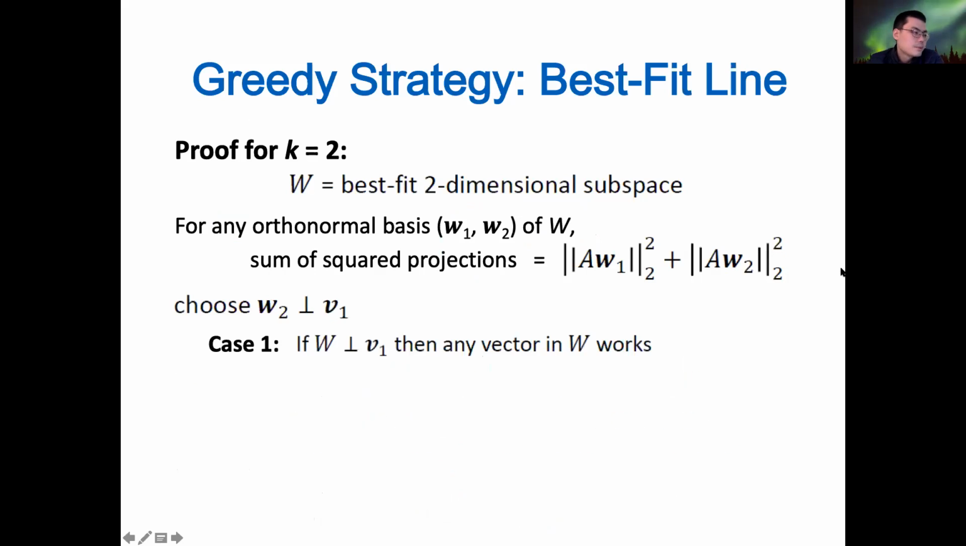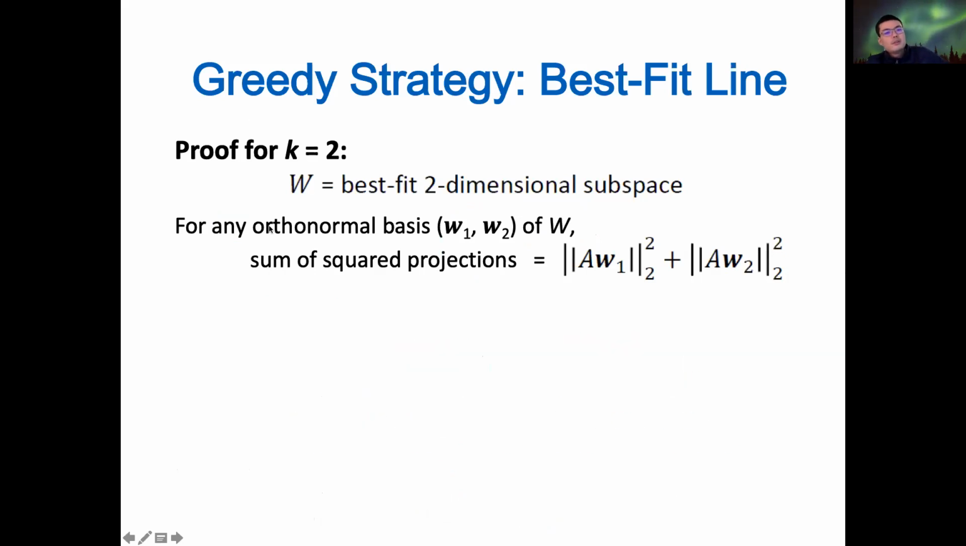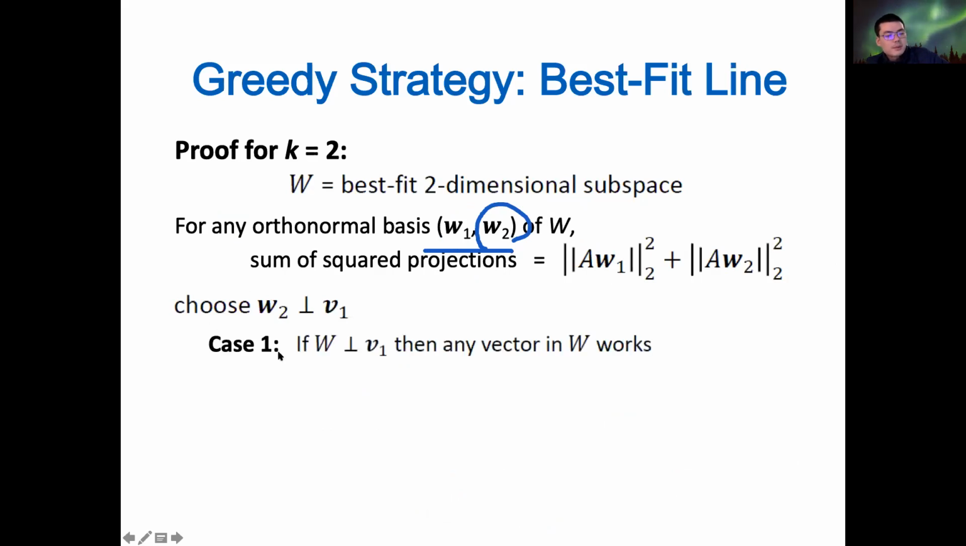Let's go through the proof. Now we have a particular W1, W2 that we want to beat V1, V2. The trick to prove this is to pick from the end. Let's pick the second one, W2, first. How can we pick W2 from the two-dimensional subspace W? We can pick W2 to be orthogonal to V1, because we already know V1, V2. How do we choose that? Using the greedy method. This is always possible, and we can prove it.